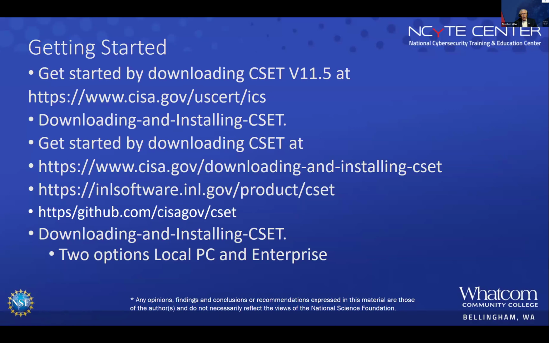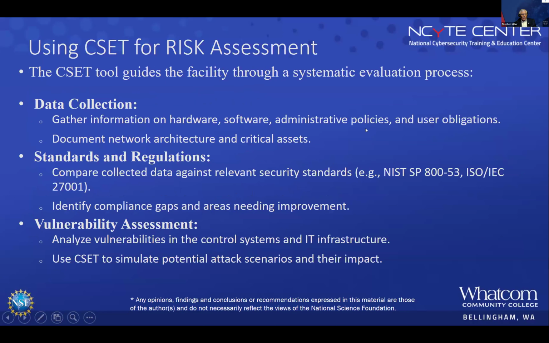And then this is how you get to these. And we'll share this information, the presentation, all that, but these are the different ways you can go to CISA to get the link to download the CSET tool. Again, the desktop tool. You can go to the Idaho Labs, or you can go to GitHub and download it. So you have two options, but the local PC is the one that's free and requires less. It's the one that we're using, and I'm going over.